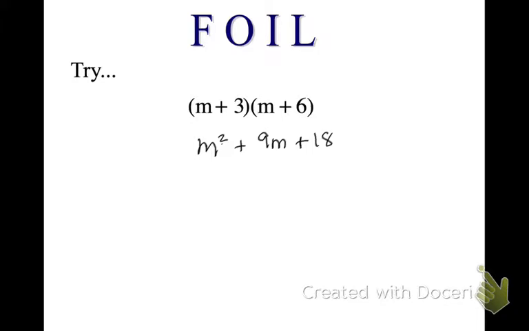This is my shortcut. It only really works if you don't have a coefficient here, okay? Let's notice our linear term. What relationship does it have? Our constant term, what relationship does it have? So I know it's going to be m squared, but my linear term is always going to be the sum of the last two terms, and my constant term is the product of the last two terms. So let's try it.